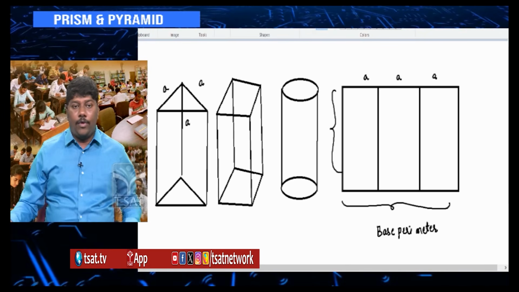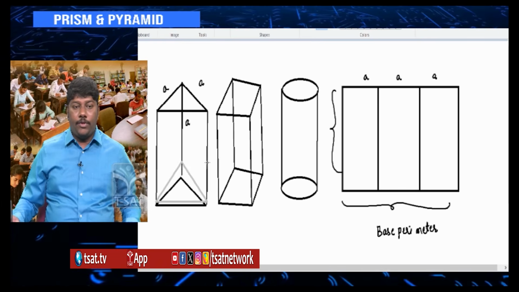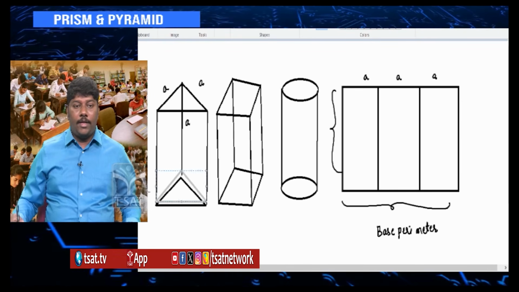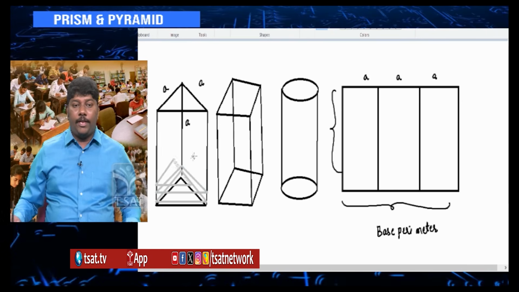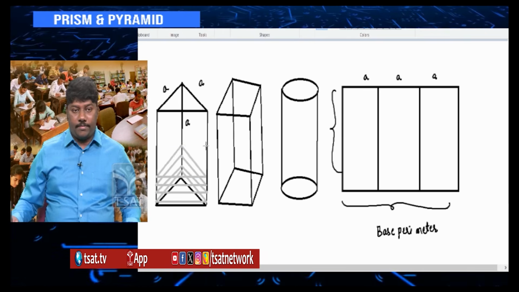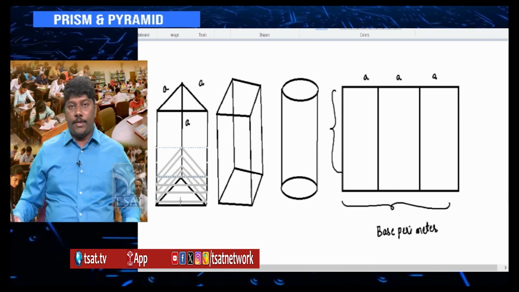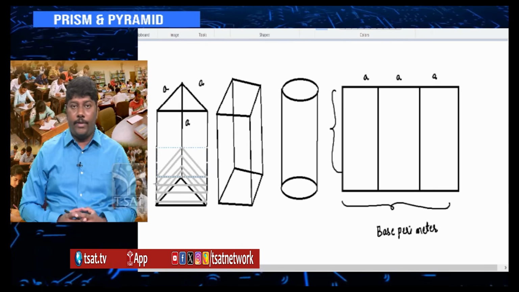And how do I get the volume of the prism? In order to get the volume of the prism, you have to pile up all these triangles in order to cover the entire space. So technically we are taking the base area and multiplying it with height. To occupy this space, the volume of the prism is just the base area multiplied by height.